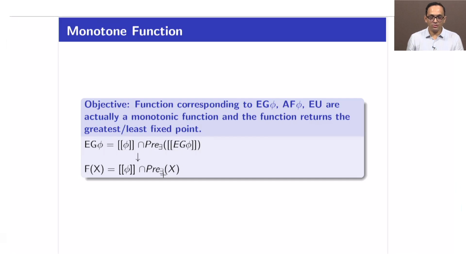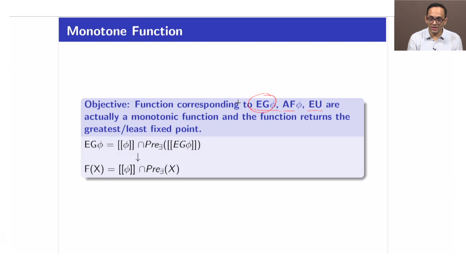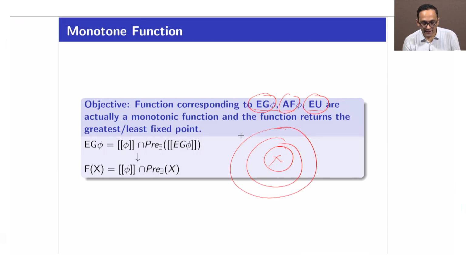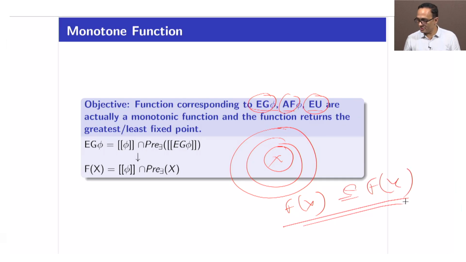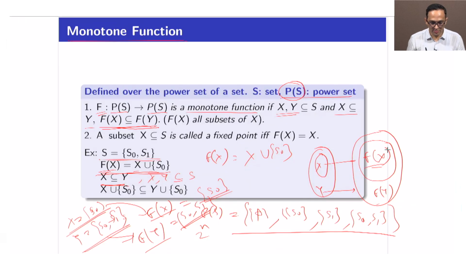Our objective is to show that EG, AF and EU are also kind of mapping, right, you are basically finding sets, subsets, right. So these functions are basically growing, starting from some small state and then I am growing, right. So again f(x) will be a subset of f(y), right. So this concept should hold here. That is the objective, okay.